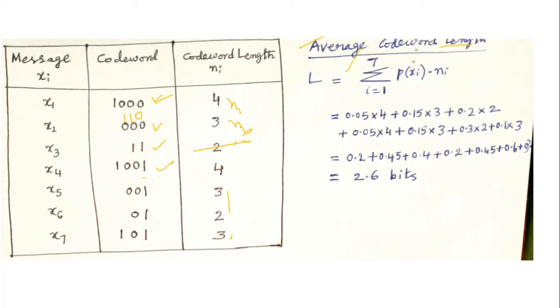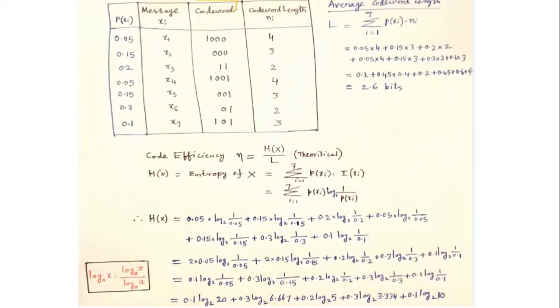We can find the average code word length from this equation, summation over i equal to 1 to n, like this. Probabilities of the symbols are given in the problem. You can find, finally you get the average length of the code is 2.6. After finding the average length, we want to find the code efficiency. Code efficiency is given as the ratio of entropy to average length.